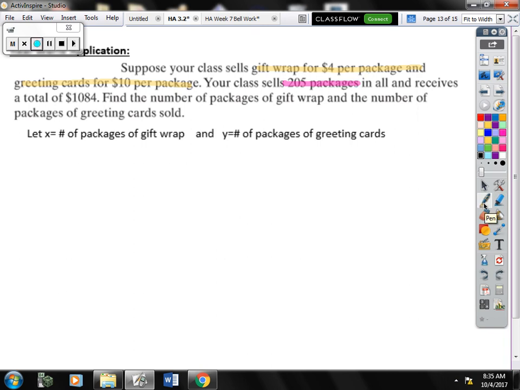So who can give me one equation they wrote? Ashley? Close. Gift wrap is $4 per pack, and gift wrap is X. So that should be 4X plus 10Y. Unless you define it equal. And what did you set that equal to? 4,000. Perfect.